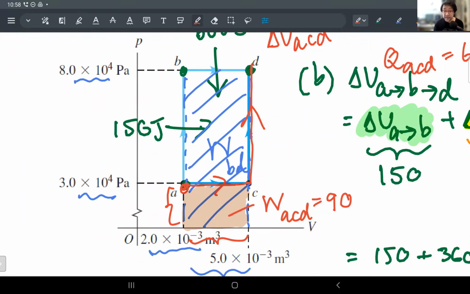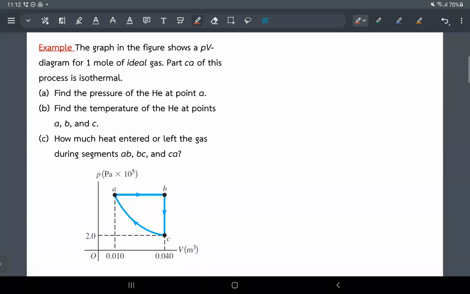Okay. If this is good, then I think this is a good point to take a break. I will come back and finish up the rest of the problems. Sounds good? All right, next example. The graph in the figure shows a PV diagram, of course. But now we know it's 1 mole of gas.